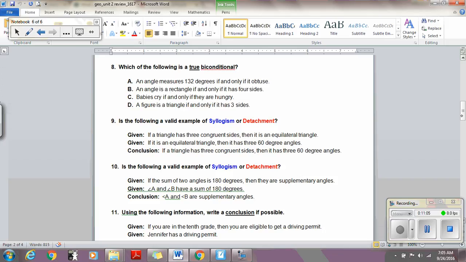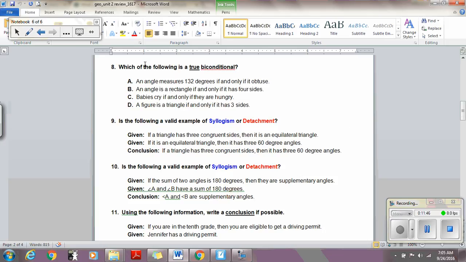Number 8 says, which of the following is a true biconditional? So again, now the answer choices are written in biconditional form, but we would have to break it apart and think of it as a conditional statement and a converse statement before we can determine if it is true. So let's get started. Choice A says an angle measures 132 degrees if and only if it is obtuse. So when I read it forward, if the angle measures 132 degrees, then it is obtuse. That is true. So the conditional is true.